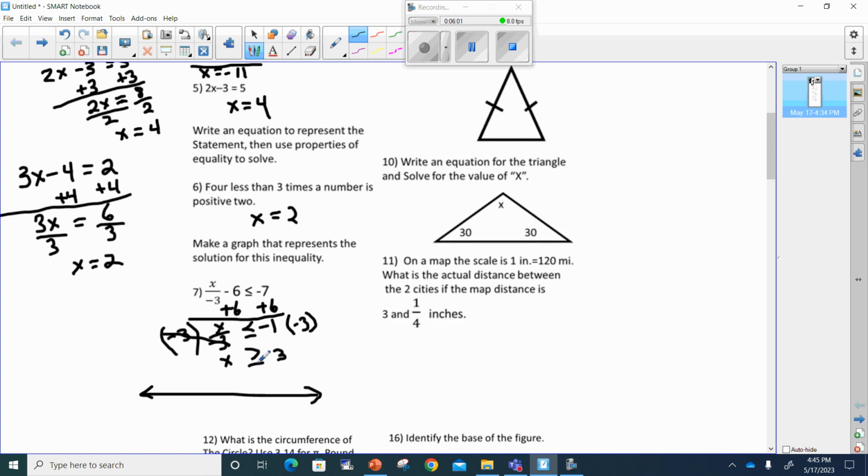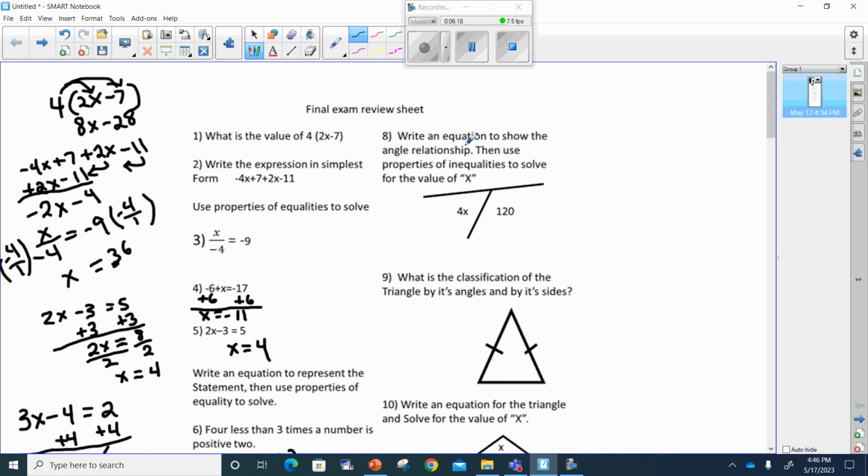I know that this is going to be a dot, not a circle, because of that line underneath. I'll put 3 there, and then remember, x is bigger than or equal to 3. That means all the numbers that are bigger than 3 are the ones that I'll shade in.